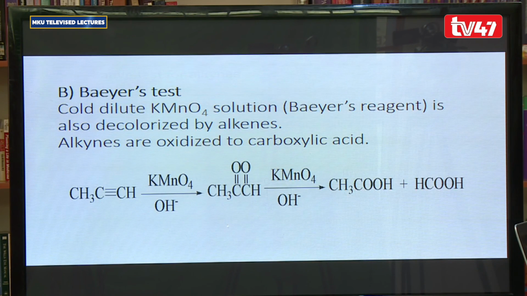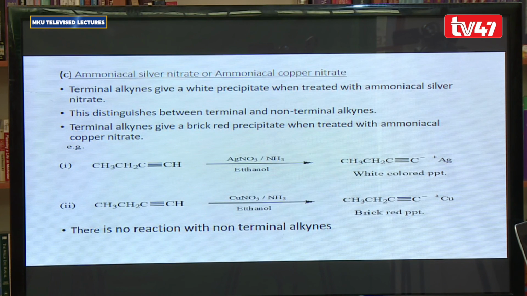Baeyer's test: alkynes, just like alkenes, are also oxidized by oxidizing agents, for example potassium permanganate, and in that case reduce the oxidizing agent and decolorize it. Again, that is one way of differentiating the unsaturation in alkynes from alkanes.